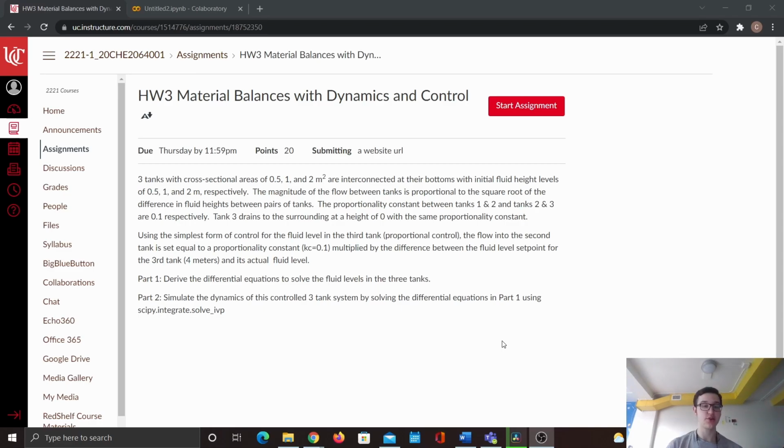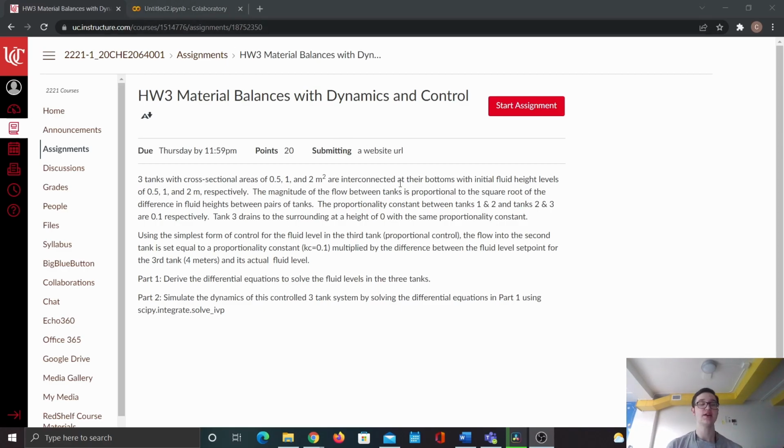The homework on your screen asks in Part 2 to simulate the dynamics of this controlled three-tank system by solving the differential equations in Part 1 using SciPy integrate solve IVP. So that means what we're going to be doing is in Colaboratory, as I have up here.